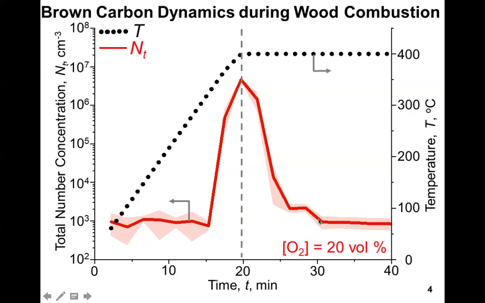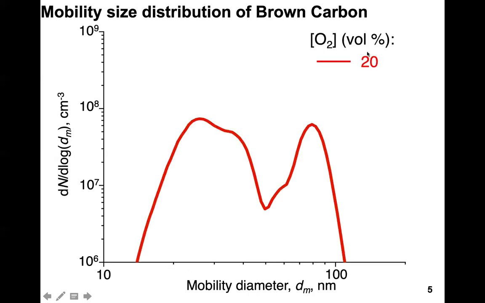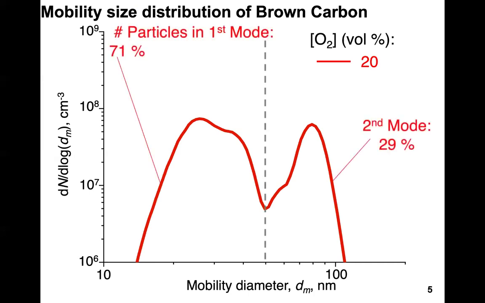So next, we are going to focus on the brown carbon particles that were emitted at the residence time that we attained the peak total number concentration. On the y-axis here, I'm presenting the number concentration measured as a function of the mobility diameter of brown carbon particles emitted from pinewood combustion with air. As you can clearly see in this figure, the brown carbon size distribution is bimodal.